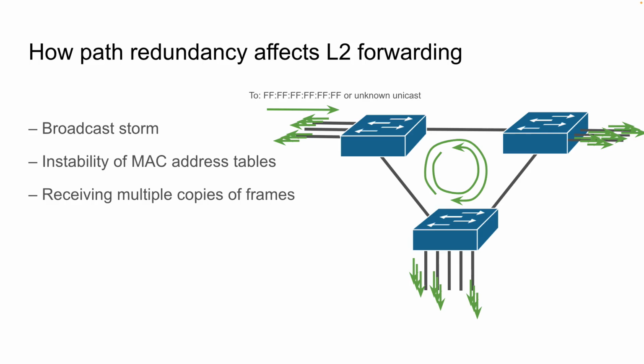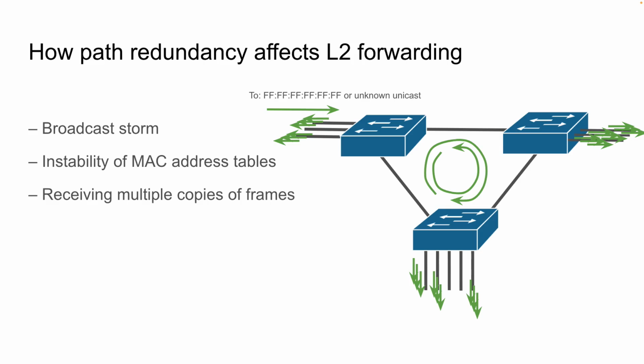First one is, of course, broadcast storm. Suppose one switch, as in this diagram, the upper left switch, receives some broadcast frame. According to the rules of operation of an Ethernet switch, it must forward it out of all other active connections or ports, except the one the Ethernet frame was received on. Which means that the upper left switch forwards this broadcast frame towards the bottom switch and the upper right switch.